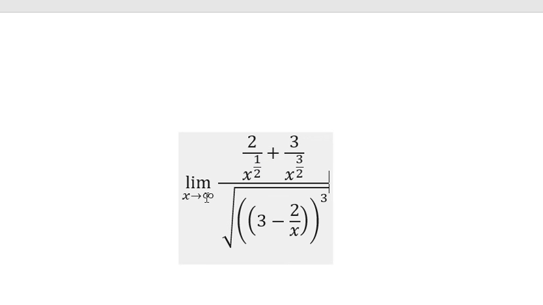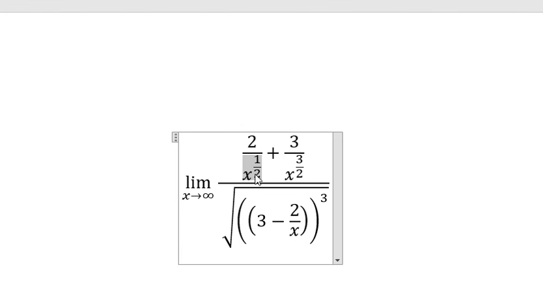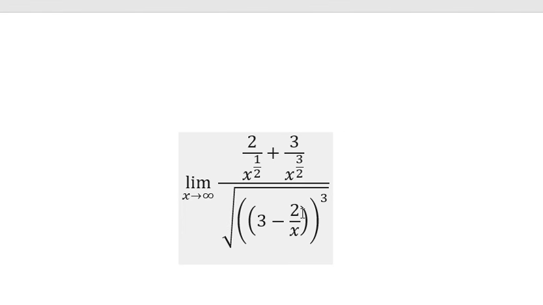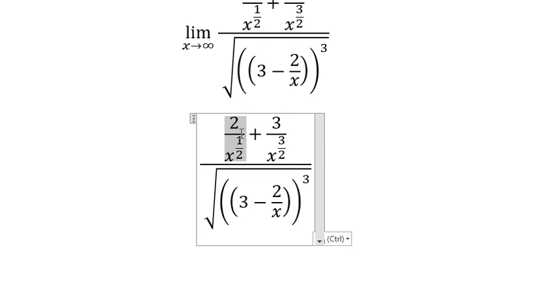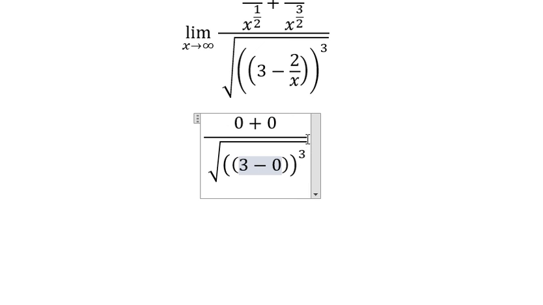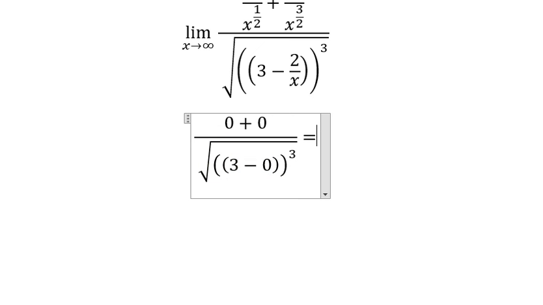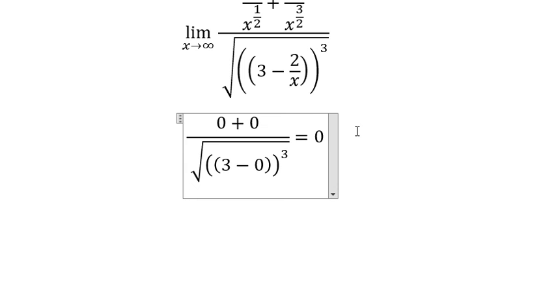When x approaches positive infinity, this one goes to positive infinity. Number 2 divided by positive infinity, you got about 0. Similar for this one and this one. So we have 0 in here, 0 in here, and 0 in here. We calculate this one and you got about 0. This is the end.